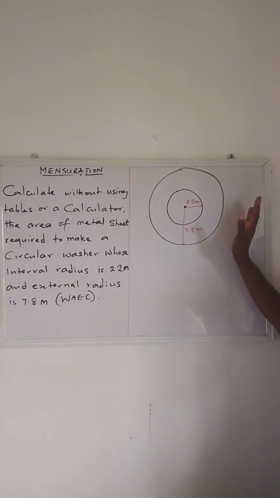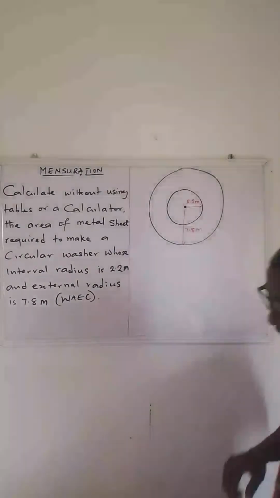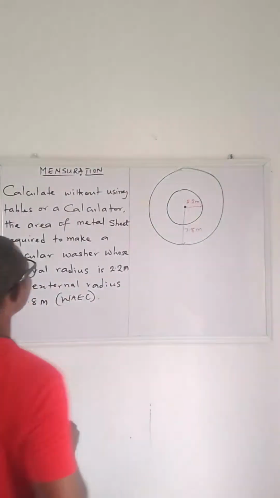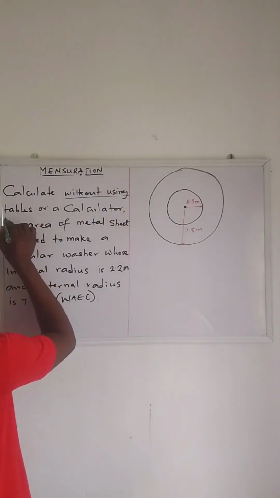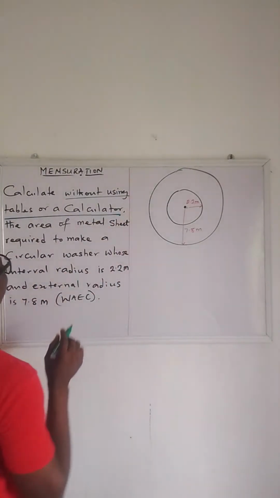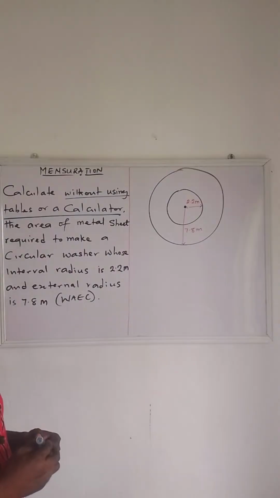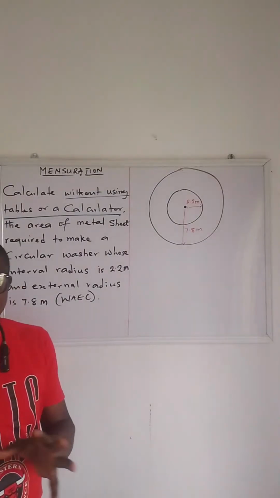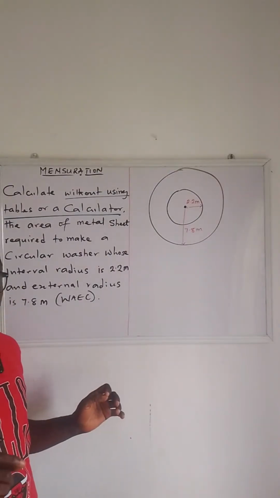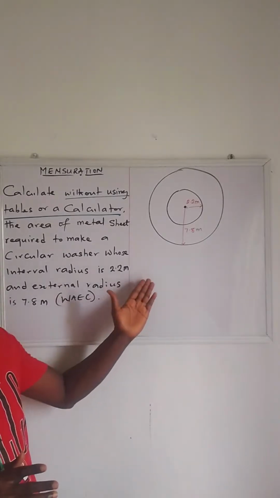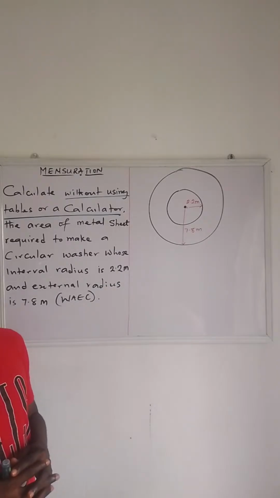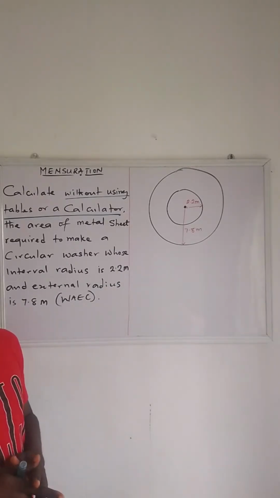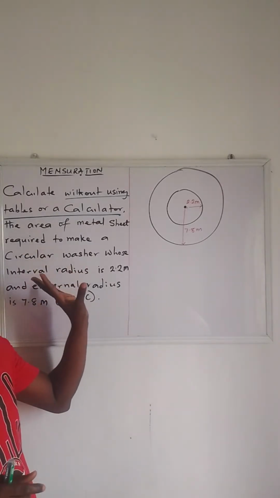So how do you do this? Now you have to pay attention to the details in this question. The question says without using calculator or using tables. So you are not expected to use your four-figure table or your calculator. If your workings show that you made use of a calculator, you'll be penalized, so you may end up not getting anything. So let's pay attention to details.